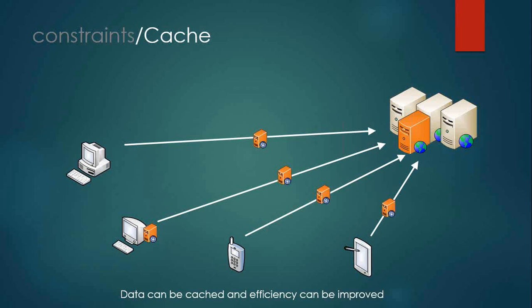This is extremely valuable when you look at mobile, tablet, or even TV-based communication. It vastly improves your network bandwidth and reduces latency. Let's move on to the next architecture constraint.